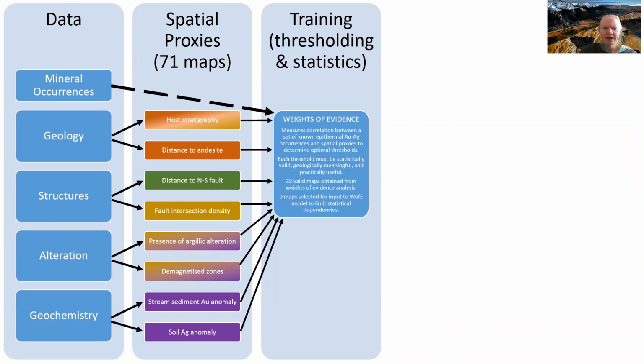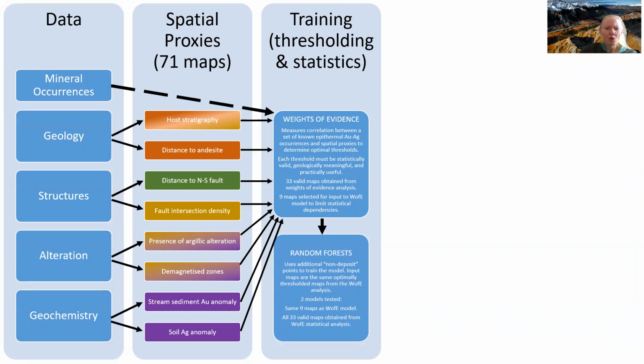So from the 71 predictive maps that were tested, 33 of these produced a valid statistical output from the weights of evidence. And from these 33 maps, 9 were selected for input into the weights of evidence model in order to try and limit some statistical dependencies, which I'll go into in the next slide. So this was undertaken in 2012, but from here, we then took the maps that were produced during the weights of evidence analysis and put them into the random forest machine learning method.